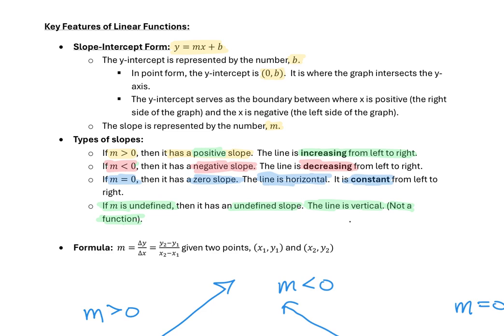Okay. The way that I keep track of m equals 0 and m is undefined is, can you walk on the floor, which is flat? And the answer is yes. And undefined, can you walk up the wall? And since none of us are Spider-Man, we can't walk up the walls. We can maybe get a couple steps up there, but we're going to fall down.